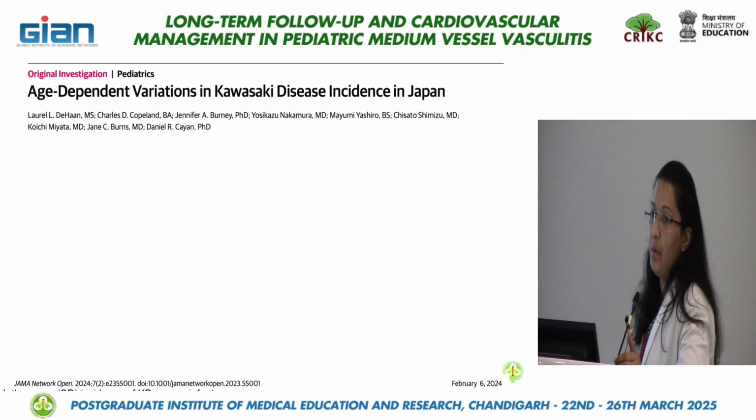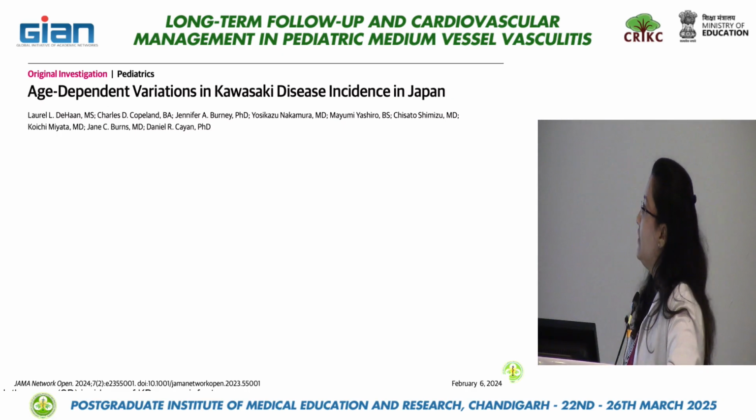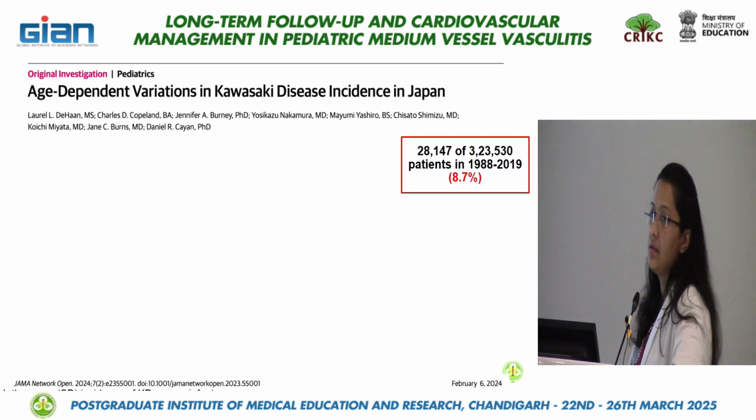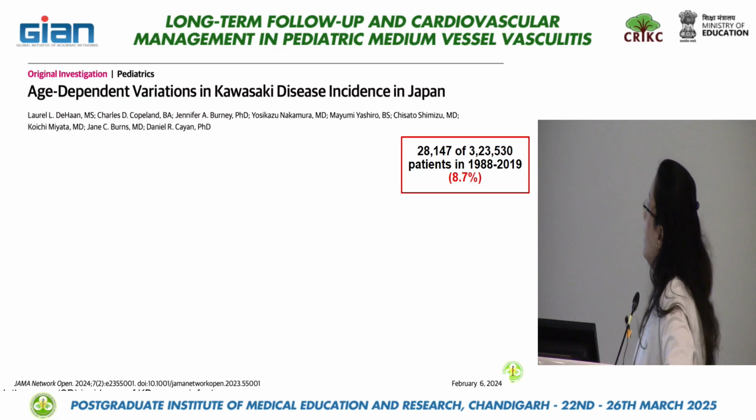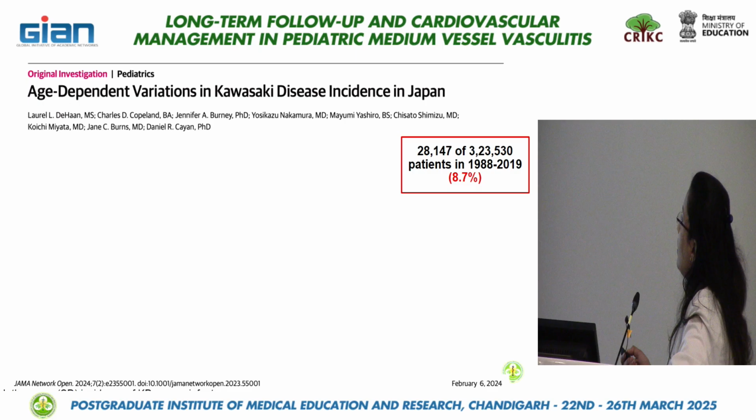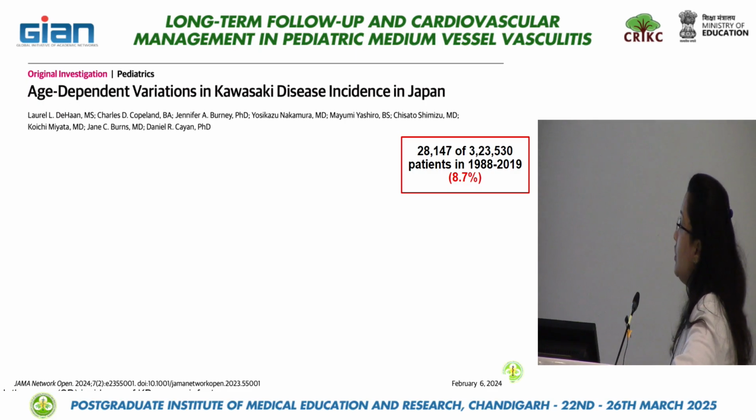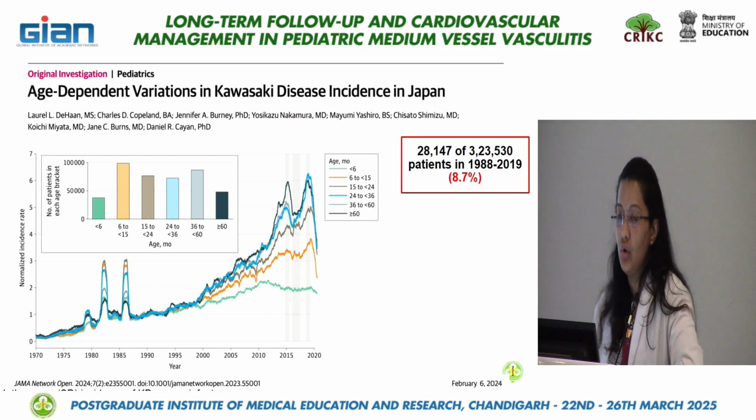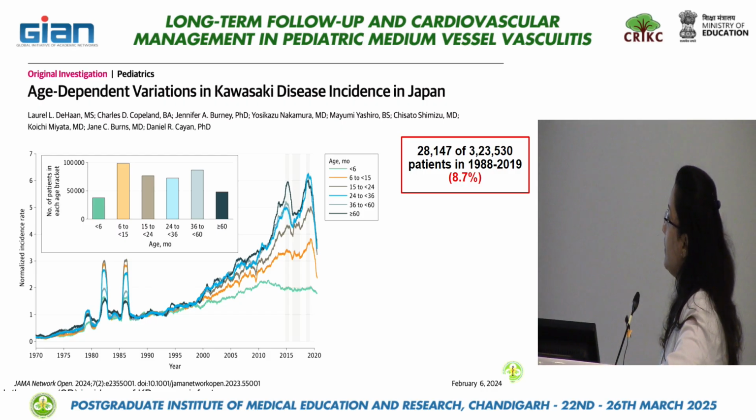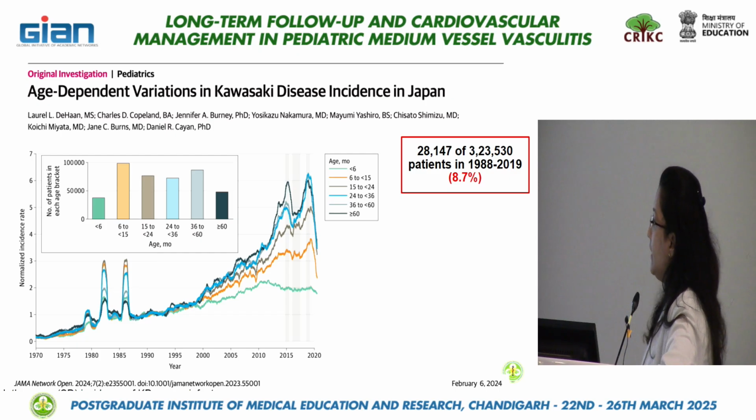Recently, there was a paper published from Japan about the epidemiology of these kids. They collected all the cases from the inception till 2019, before the pandemic. They had about 3 lakh cases, out of which 28,000 were less than 6 months of age, which constituted 8.7%. So when they charted the number of cases over the years, they saw there was a surge, there were epidemics 3 times during early and mid 1980s.